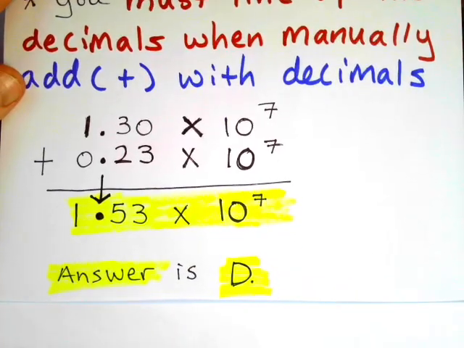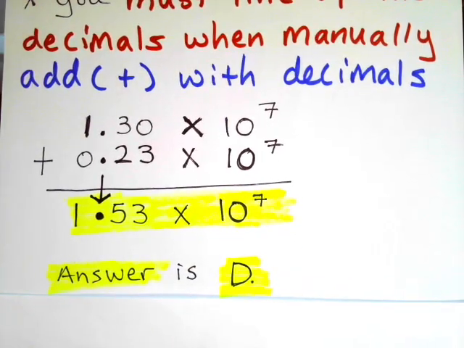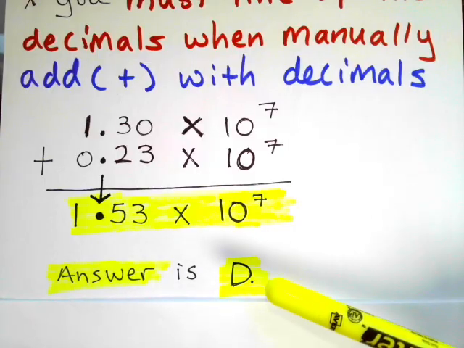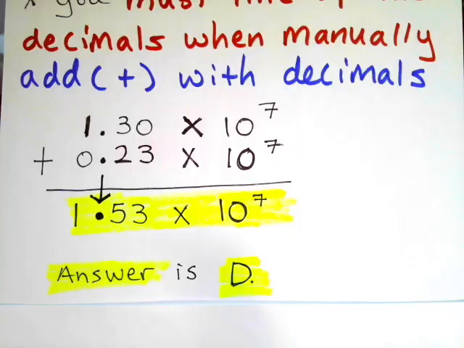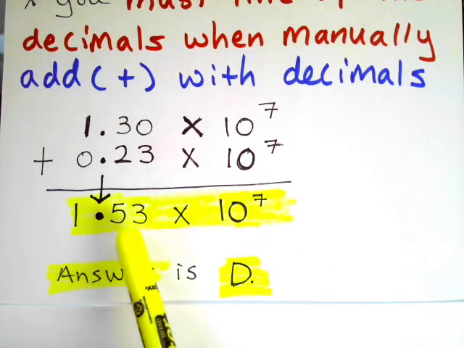And our answer for this particular problem is D. D is for darling. So if you were working this problem in that part one video and you skipped to the part three video, hopefully you found out that 1.53 times 10 to the 7th is the correct answer. 1.53 times 10 to the 6th was a distractor option. Option C was a distractor.